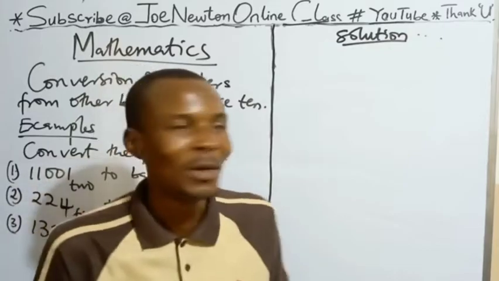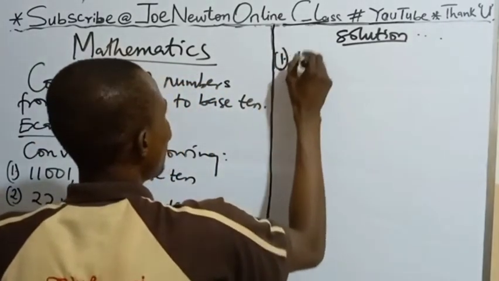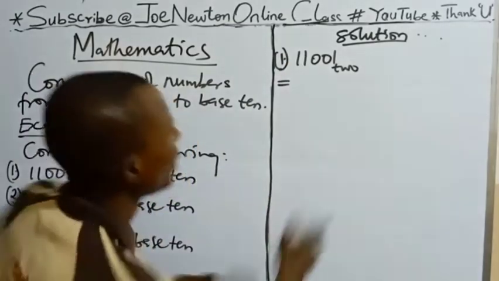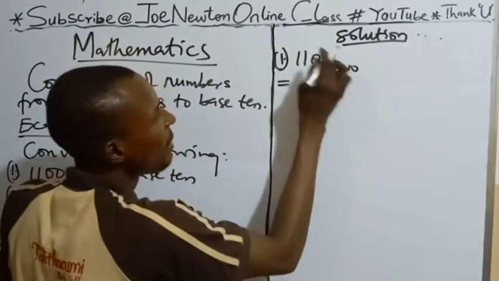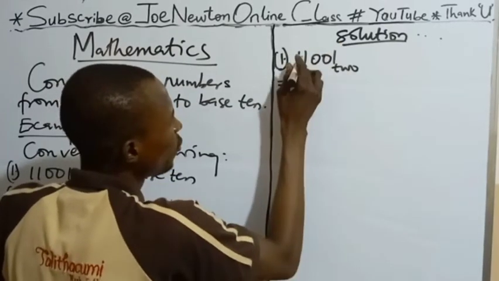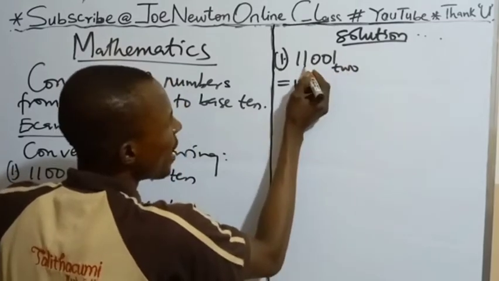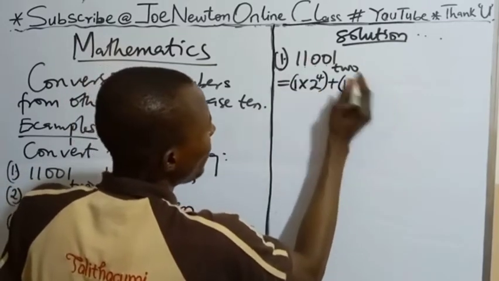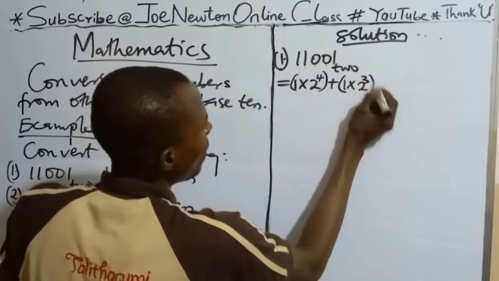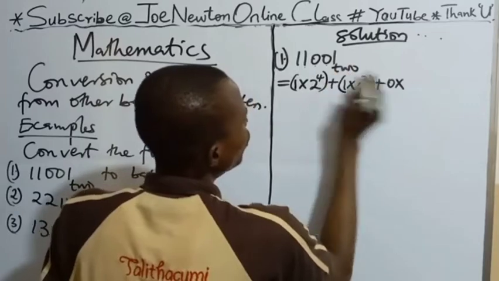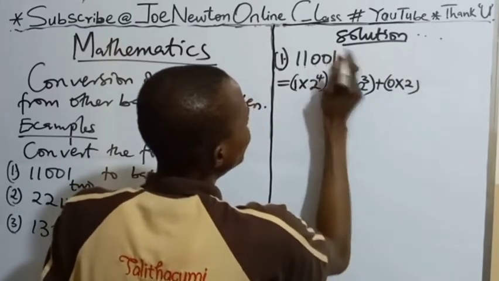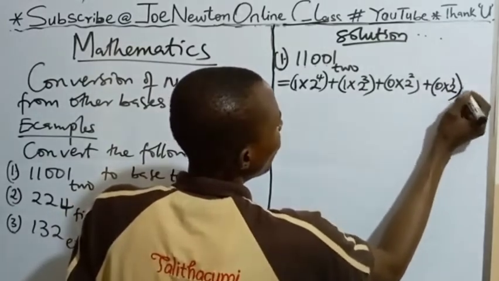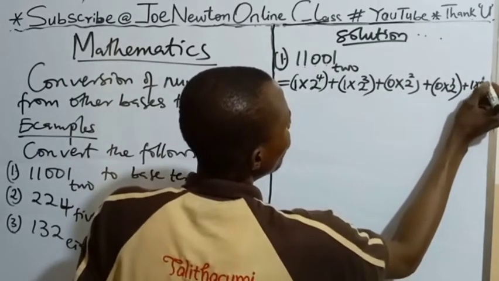So, doing this conversion is very simple. What you need to do is this. Number 1, we have 11001 base 2. So, all we need to do is, you take the digits one by one, each of the digits multiplied by the base, raised to the power of the number of digits left. That is 1 times 2, this base, raised to the power of 4, then plus this one times the base 2 raised to the power of 3, plus 0 times 2 raised to the power of 2, plus the other 0 times 2 raised to the power of 1, plus 1 times 2 raised to the power of 0.